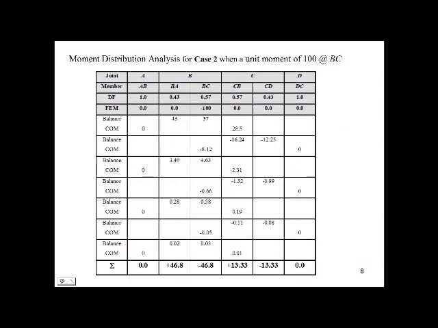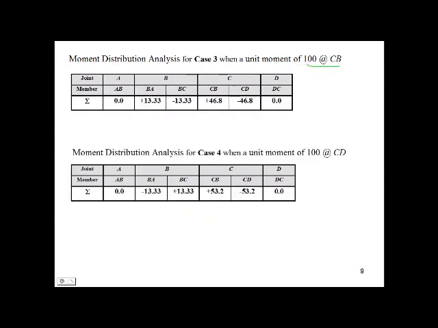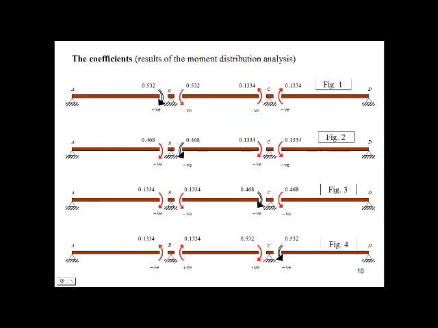In a similar manner, we can perform the moment distribution analysis when the unit moment of 100 is applied at end BC, CB, and CD. Now let's show the results of the moment distribution analyses graphically. Figure 1 represents a case in which a unit moment is applied at end BA. The resulting end moments are as follows.